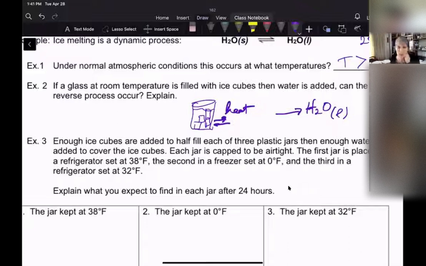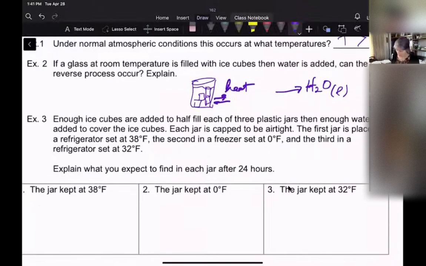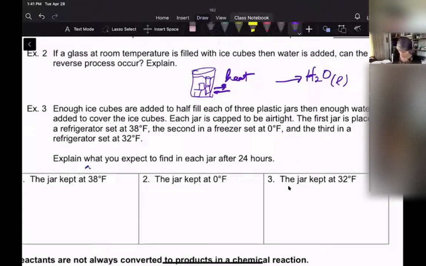So let's take the same kind of system. We'll just make an ice slurry. We have ice and water, lots of ice, just filled with water. And then we're going to cover those, and we're going to place them in these 3 temperatures. Okay, 38 degrees Fahrenheit is about, what's that, 4 degrees C? Most fridges are set to be 4.